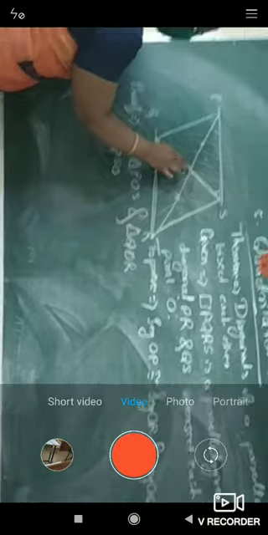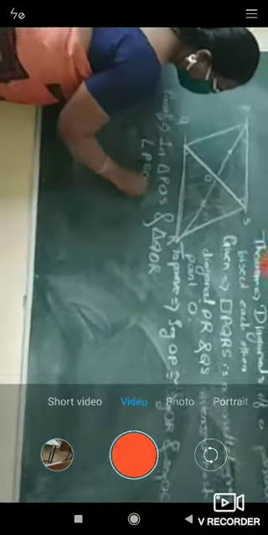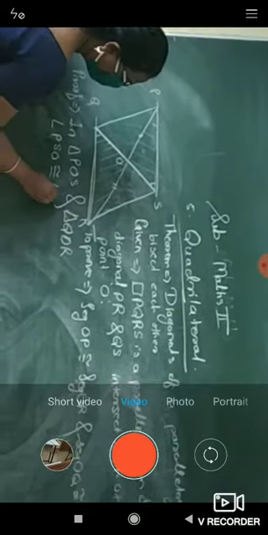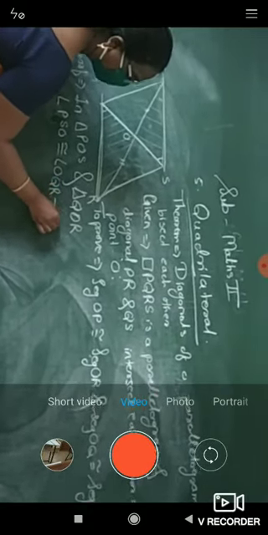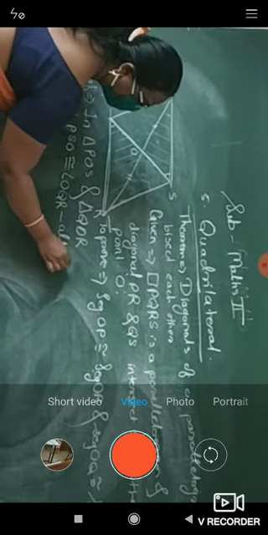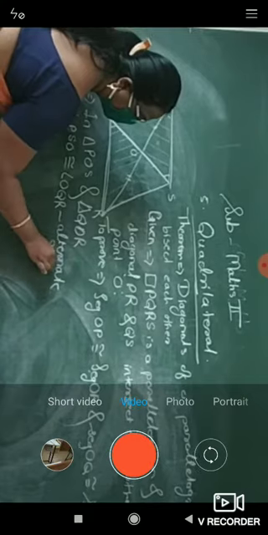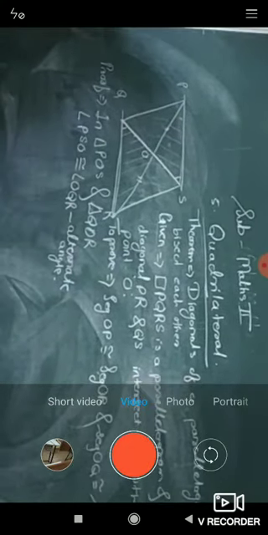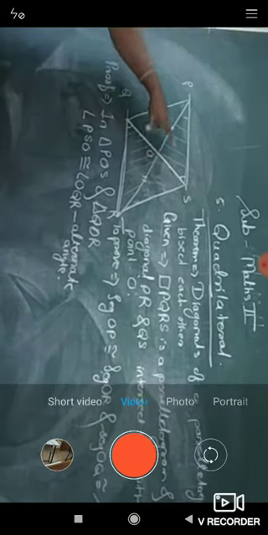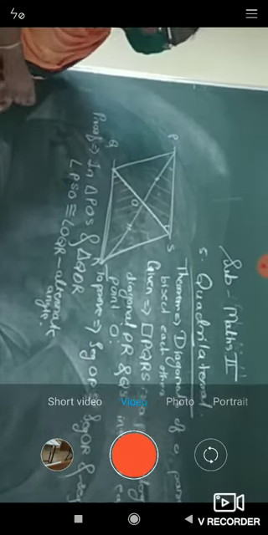PSO is congruent to angle OQR, by the alternate angle test. Alternate angles, as we proved already. These two lines are parallel to each other because it is a parallelogram, and these are the alternate angles. Okay. Then next.